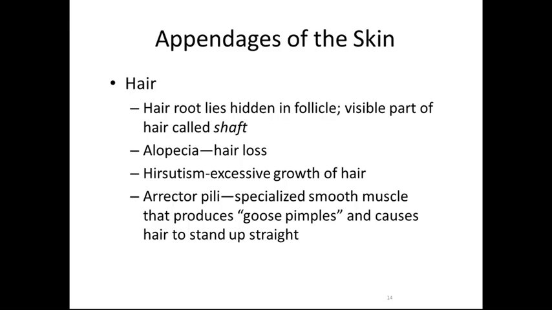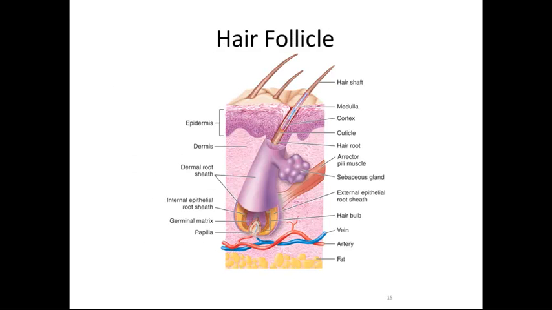The hair root lies hidden in the follicle. The visible part of the hair is called the shaft, even though the shaft does go into the epidermis layers. Alopecia is considered hair loss. Hirsutism is the excessive growth of hair, and then arrector pili are specialized smooth muscles that produce goosebumps and cause the hair to stand straight up. These are typically seen when a person is cold.